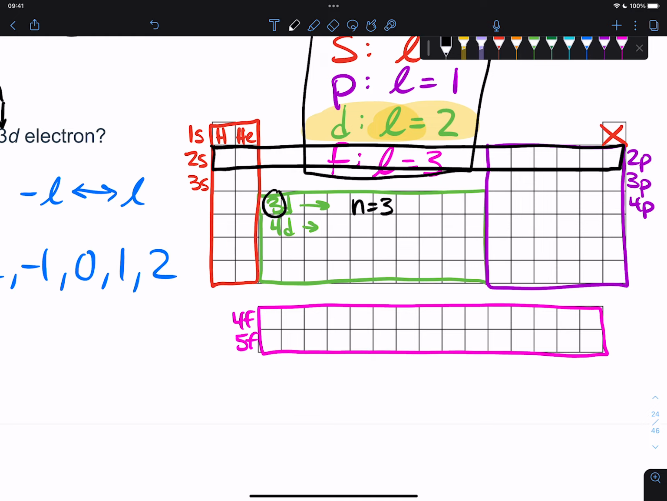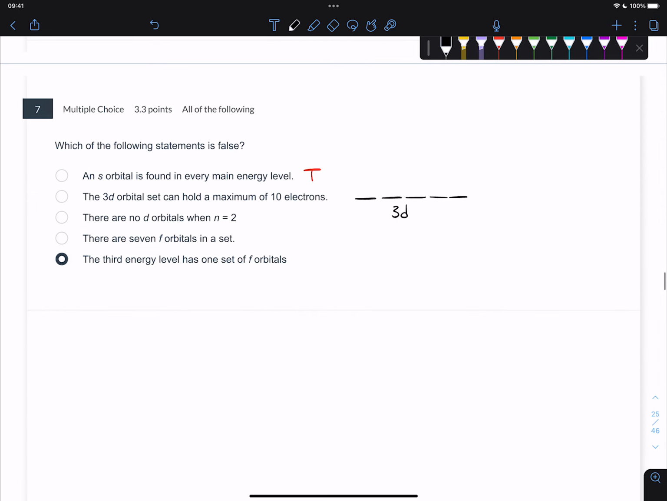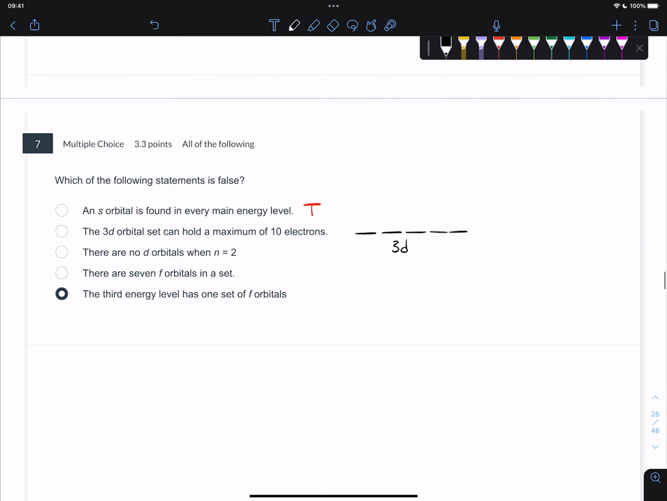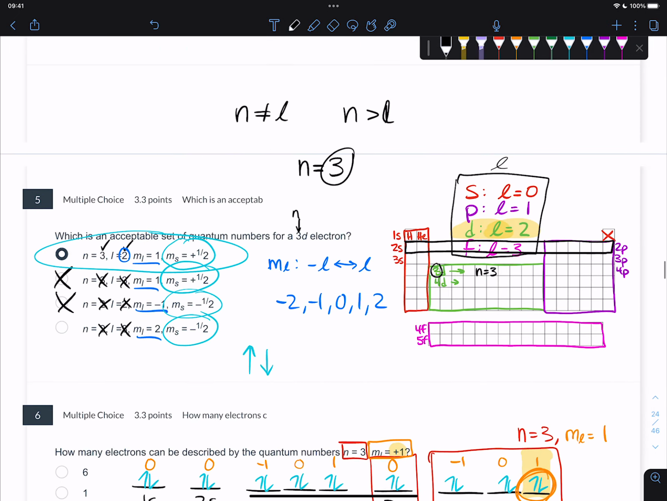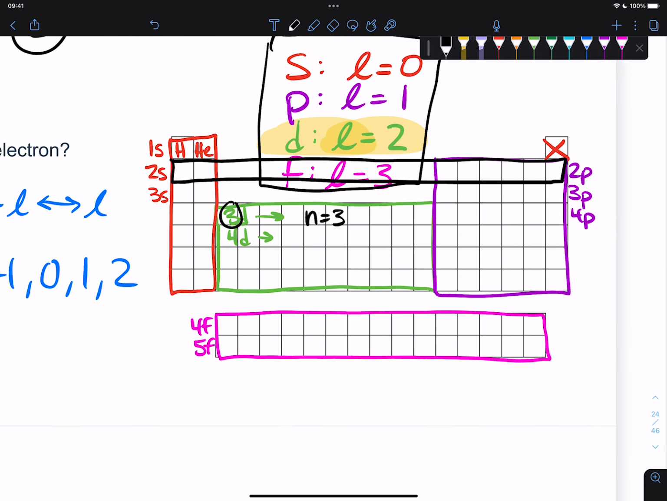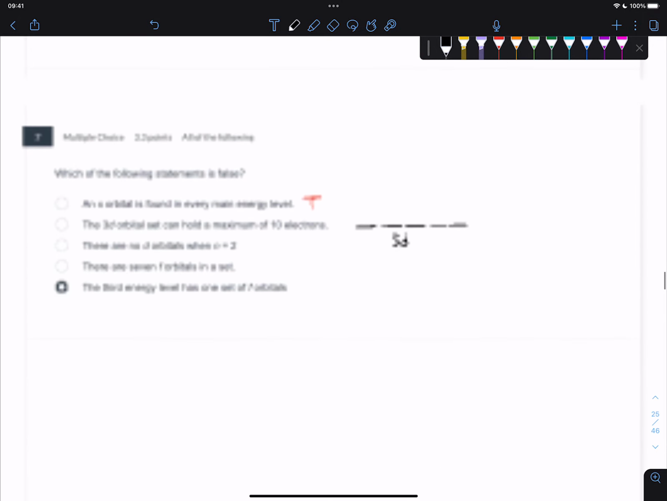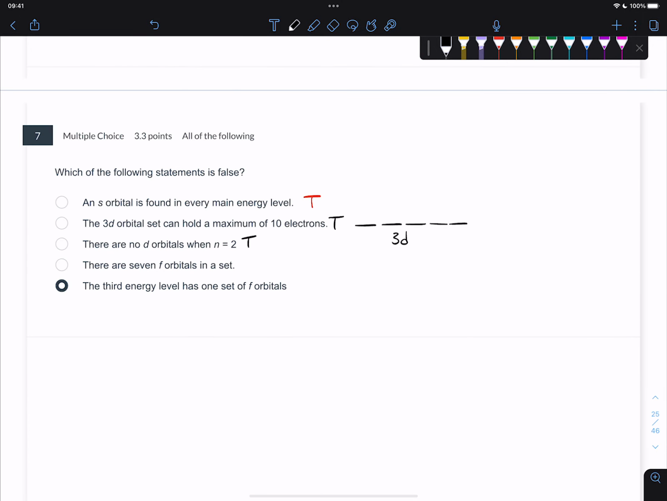N can't be 2, right? When n equals 2, there is no d orbital because the periodic table shows that in the second principal energy level, there is no d block. Also, remember, d starts with 3. So that's a true statement. It's another true statement, another true statement.